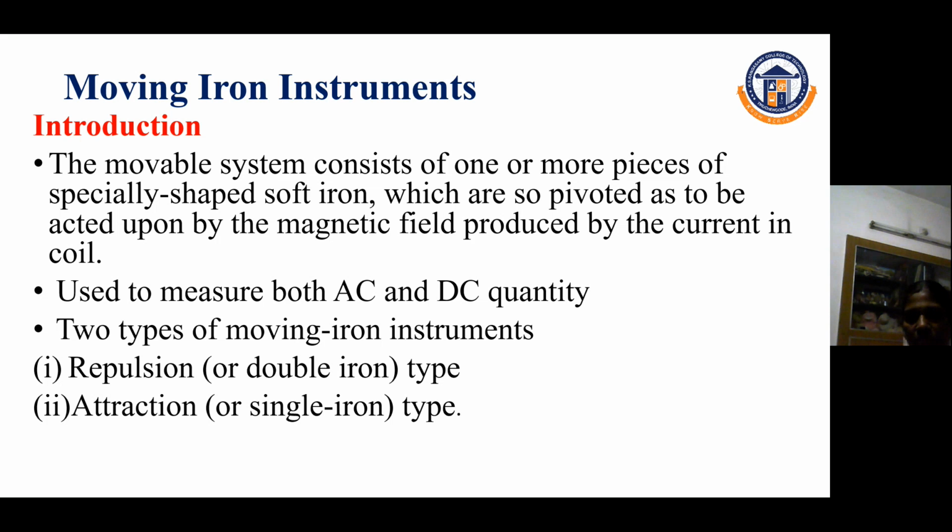And now moving iron instruments. The moving iron instrument is used to measure both AC quantity and DC quantity, and it is categorized into repulsion type and attraction type. The movable system consists of one or more pieces of specially shaped soft iron, which are pivoted so as to be acted upon by the magnetic field produced by the current in the coil.